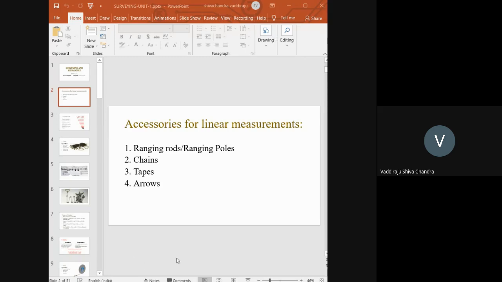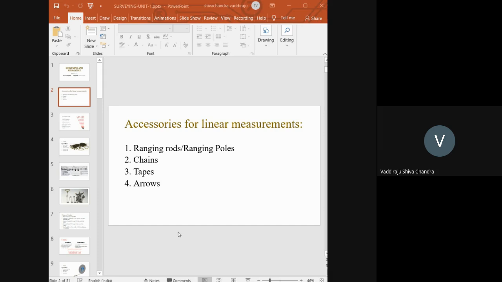So linear measurements are nothing but measuring the distance between two given objects, either in the form of length or in the form of breadth, etc. We have different types of instruments used in surveying: chain surveying, compass surveying, plane table surveying, theodolite surveying, leveling, total station. Like this, we have several instruments. The first basic surveying is chain surveying, which is used to measure the linear measurements in the field.